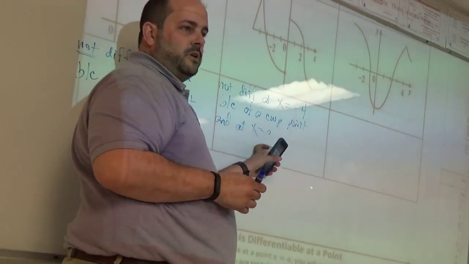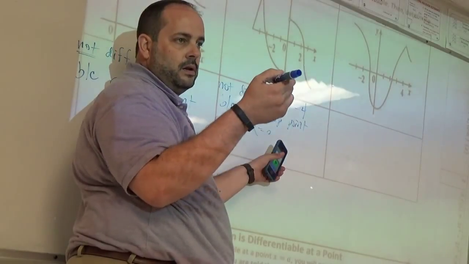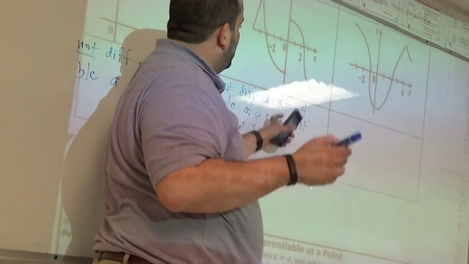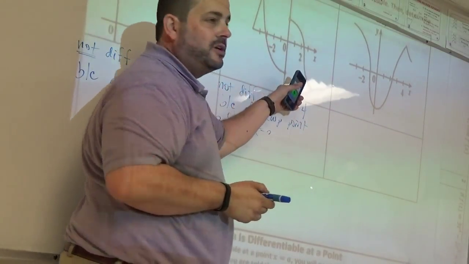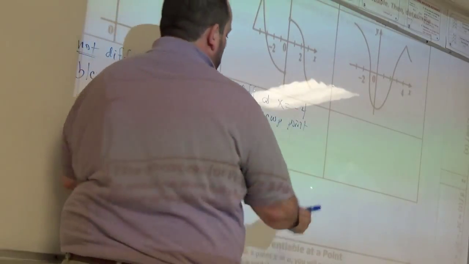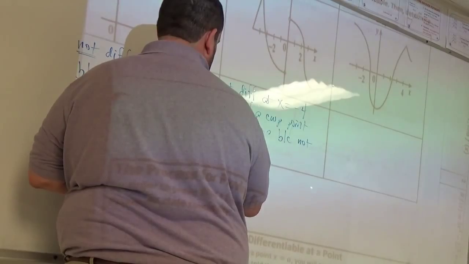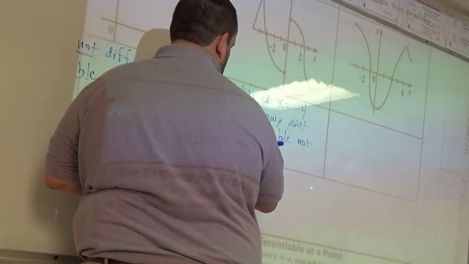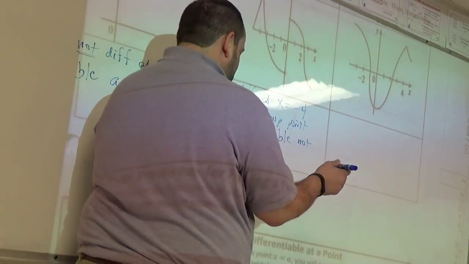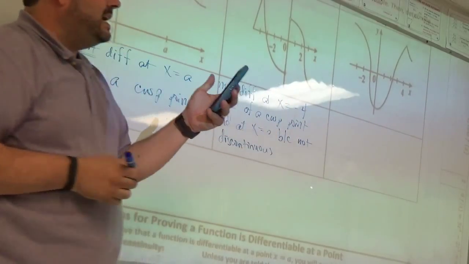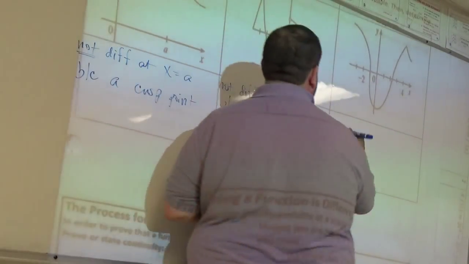All right, at x equals 0, and that goes to Anthony. Why not at x equals 0? What's happening at x equals 0? It's not continuous, it's discontinuous. All right, good. All right, graph number 3, Rombier, not differentiable where?